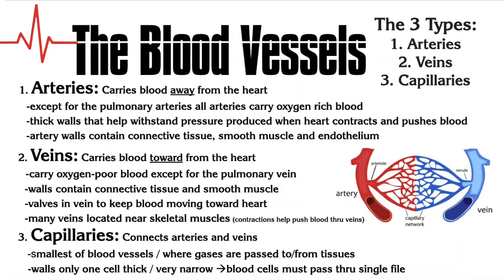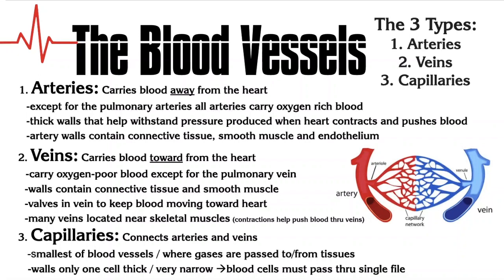Now let's talk about the blood vessels. We already said that the blood vessels are going to focus on arteries, veins, and capillaries. We said arteries carry blood away from the heart. We've already talked about this before. Now, primarily, arteries are going to carry oxygen-rich blood, but this is not in all cases, except for the pulmonary arteries. Pulmonary arteries are going to carry oxygen-poor blood to the lungs to get that oxygen. But most arteries are going to be oxygen-rich.